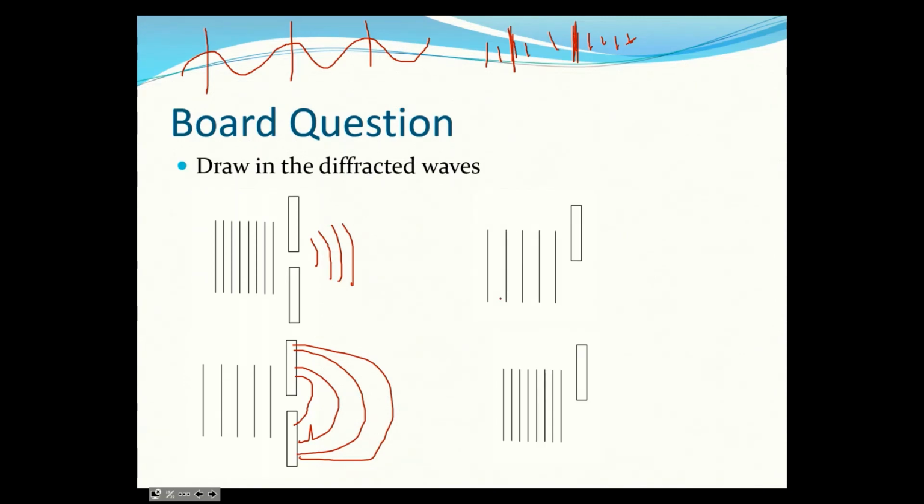Okay, give this one a go. So you don't need an opening. You can bend around a corner as well, like that sound shade that I showed you. So draw on what the diffracted waves would look like. Okay, pause the video. Okay, these are longer wavelengths, so these are going to diffract better. So they're going to bend around that opening, and this one isn't going to diffract as well. They're just going to go straight forward, and they're not going to bend around that corner.